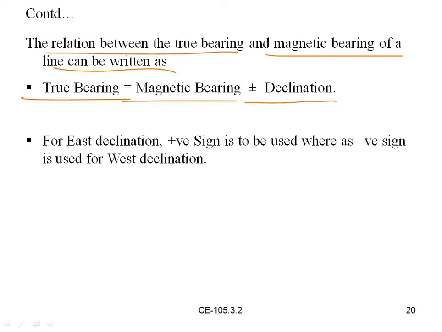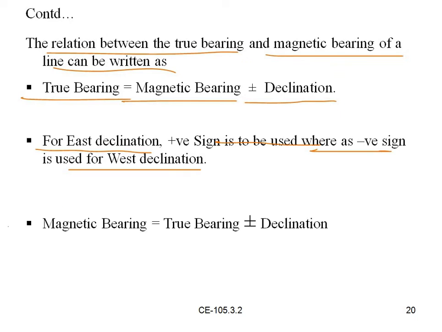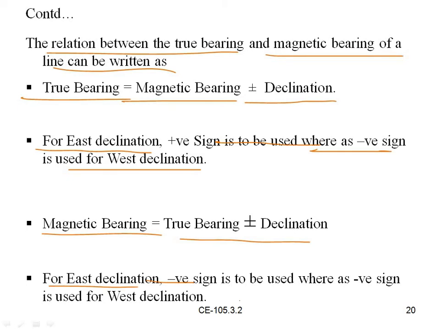For east declination, the positive sign is to be used, whereas the negative sign is used for west declination. So true bearing is equal to magnetic bearing plus or minus declination. And the magnetic bearing is equal to true bearing minus or plus declination. So this is the magnetic bearing calculation. For east declination, the positive sign is used, whereas the negative sign is used for west declination.